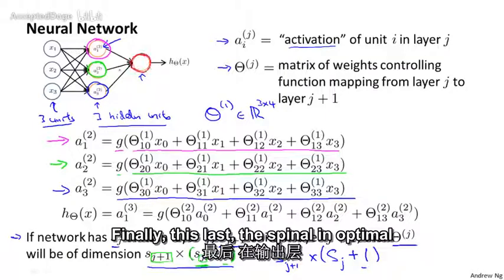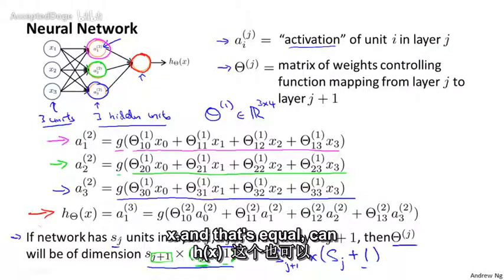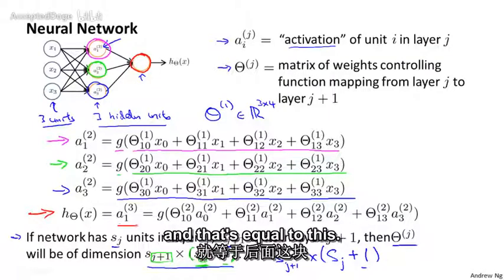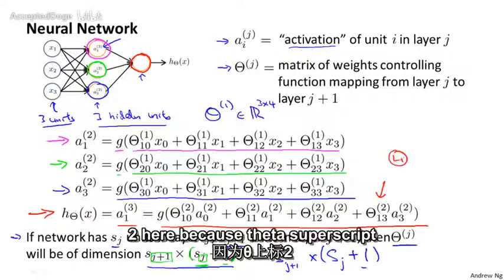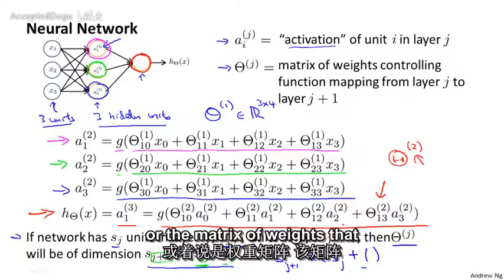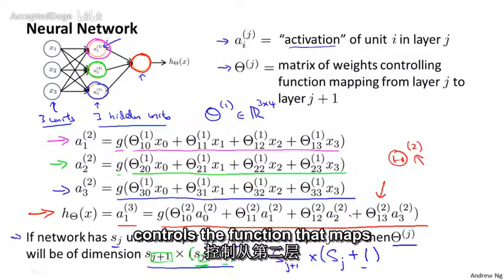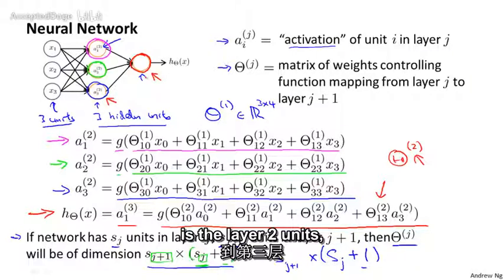Finally, in the output layer, we have one more unit which computes h of x, which can also be written as a31, and that's equal to this. And you notice that I've written this with a superscript 2 here, because theta superscript 2 is the matrix of parameters, or the matrix of weights, that controls the function that maps from the hidden units, that is the layer 2 units, to the one layer 3 unit, that is the output unit.